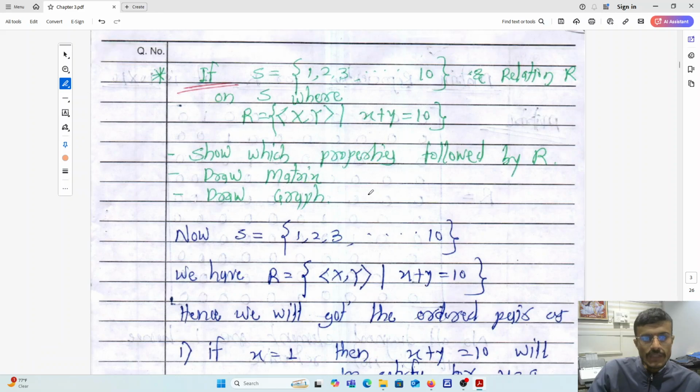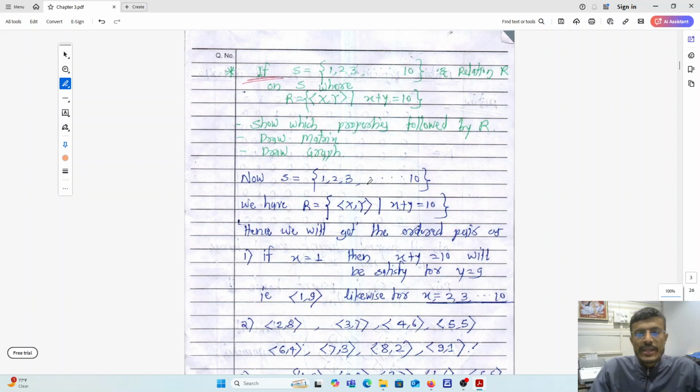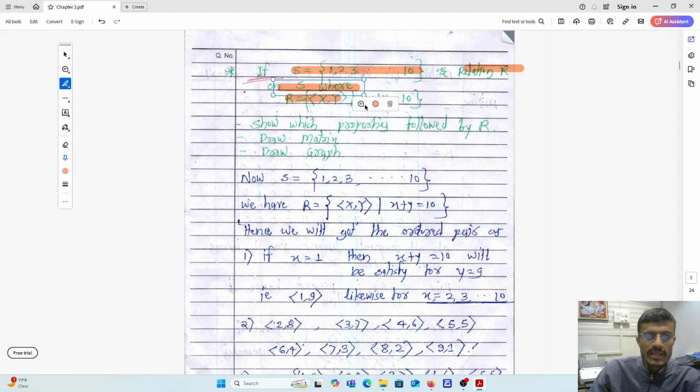Fine. Now some examples we are going to discuss here. These are very important examples. You can see the example: a set is given to you, X = {1, 2, 3, 4, 5, 6, up to 10}, and the relation R on the set X is given as R = {(x, y) where x + y = 10}.